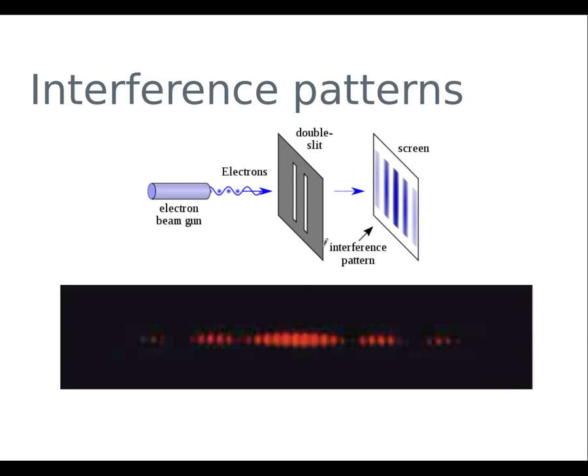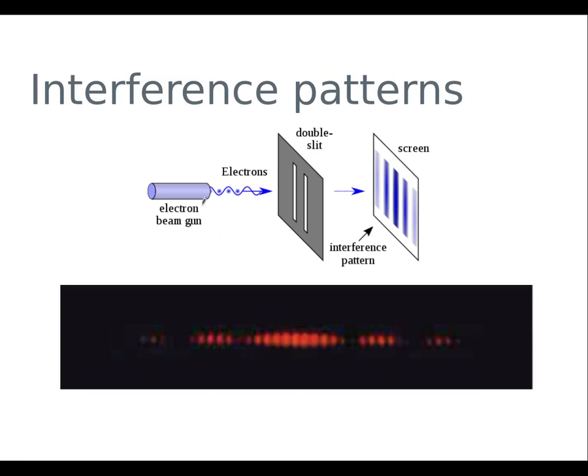Now, these are specific slits. They're actually very, very close together. And it says electron beam gun right there. That is going to work with electron beams. It's going to do the exact same thing. But this needs to be a monochromatic light. If you use a light bulb, you're going to end up with just a beam of light across here.